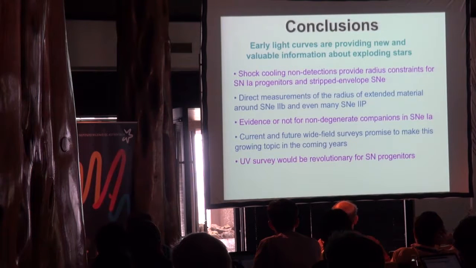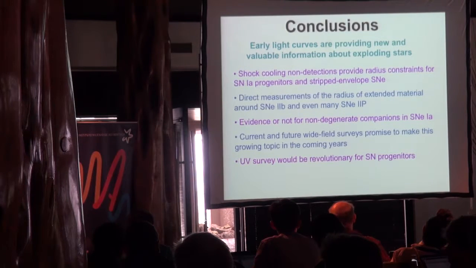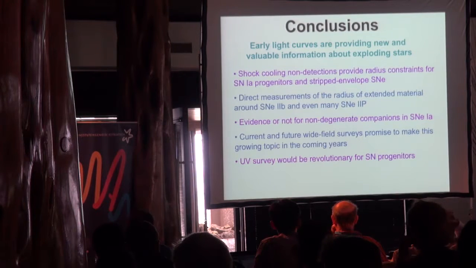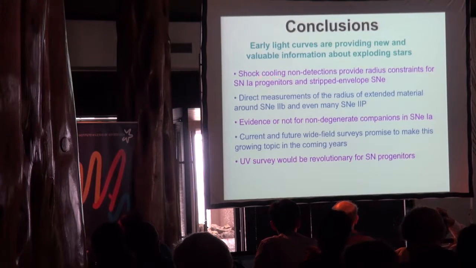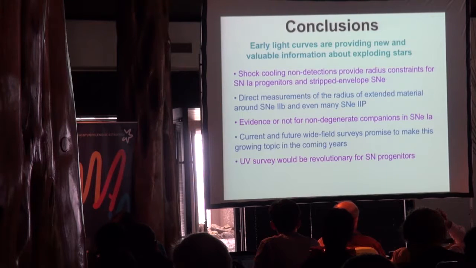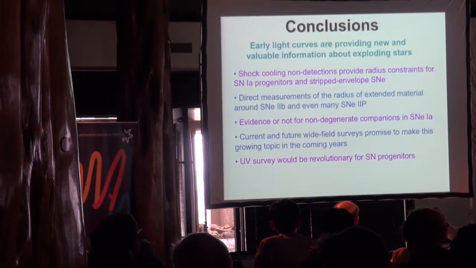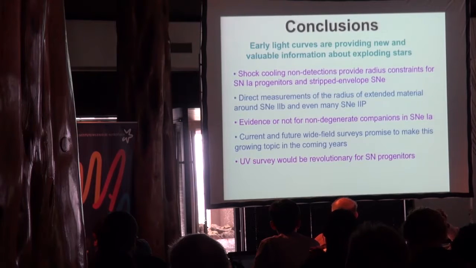I guess I went much faster than I was expecting, but just to conclude, I hope you take away that early light curves are really providing new and valuable information about exploding stars. I gave some examples where shock cooling non-detections still provide interesting radius constraints for Type Ia supernova progenitors and stripped-envelope supernovae. In other cases, we're already starting to get direct measurements of the radius of extended material, for example, these very unique Type IIb's with a double peak light curve.